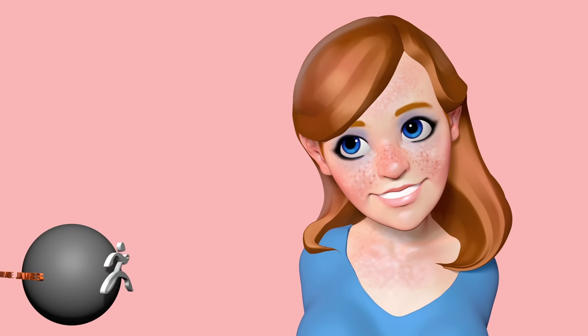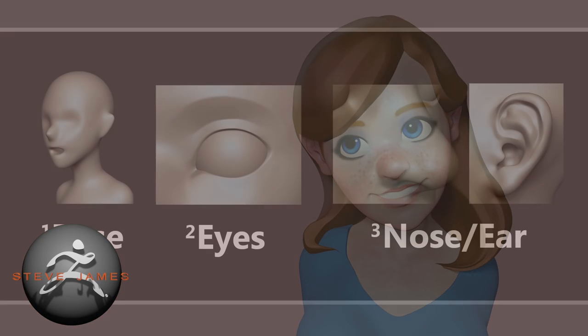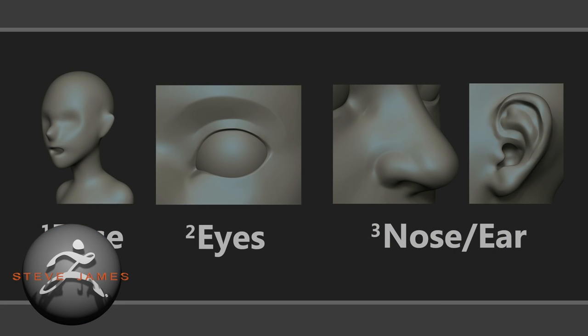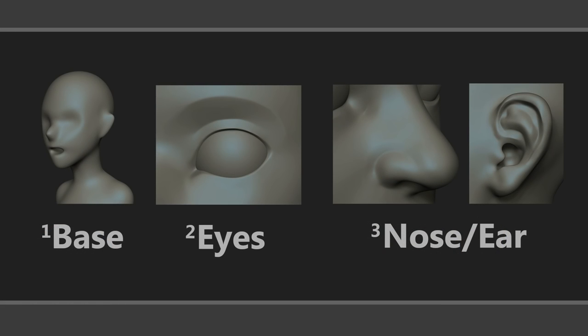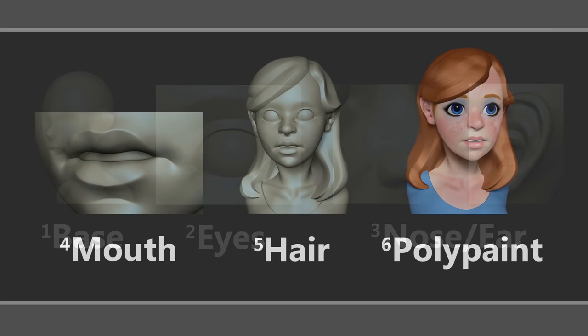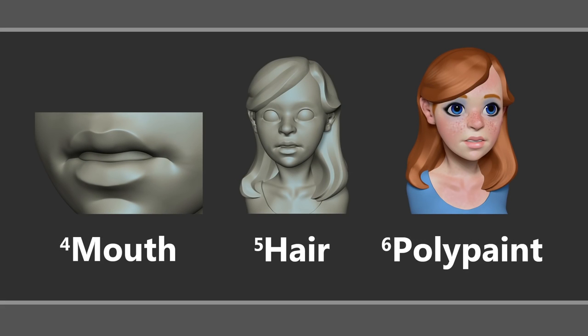I'm going to go through how I sculpt a head using ZBrush Core. We're going to start off by creating a base. Into that base, we'll sculpt the eyes, the nose and the ear, the mouth, then we'll sculpt the hair, and finally color our character using polypaint.